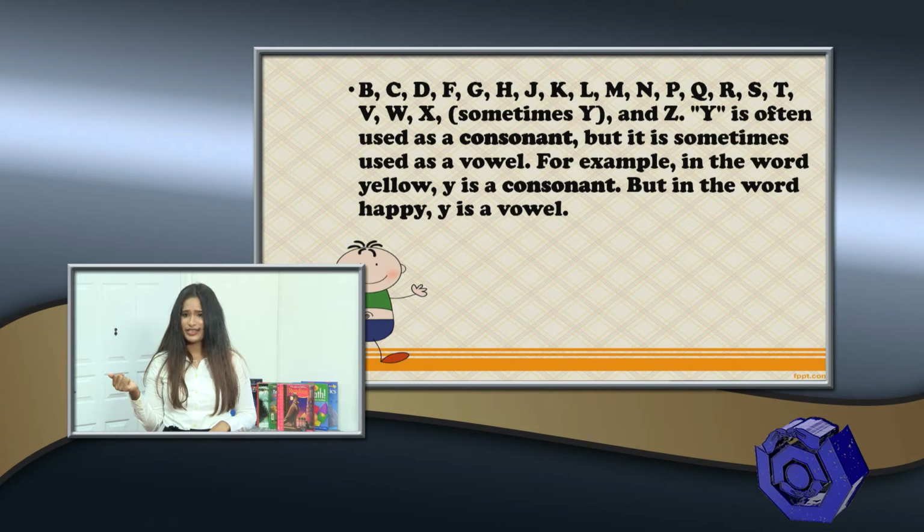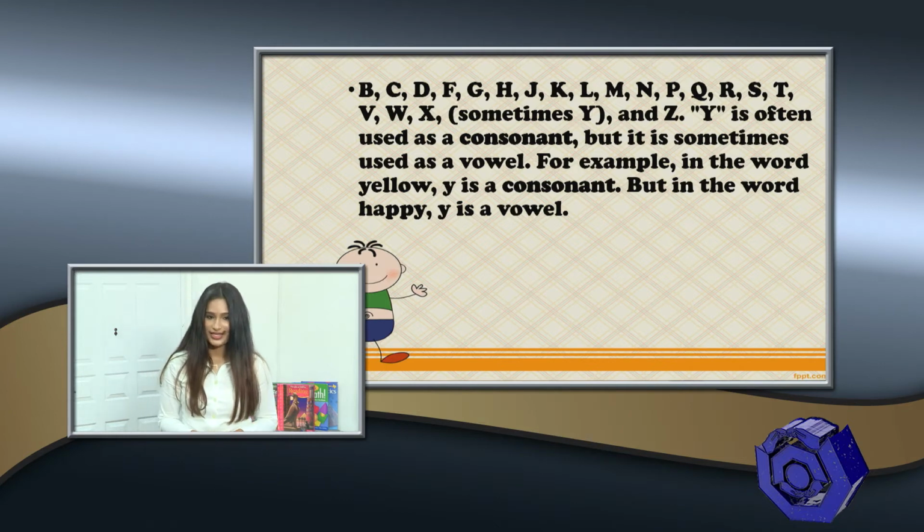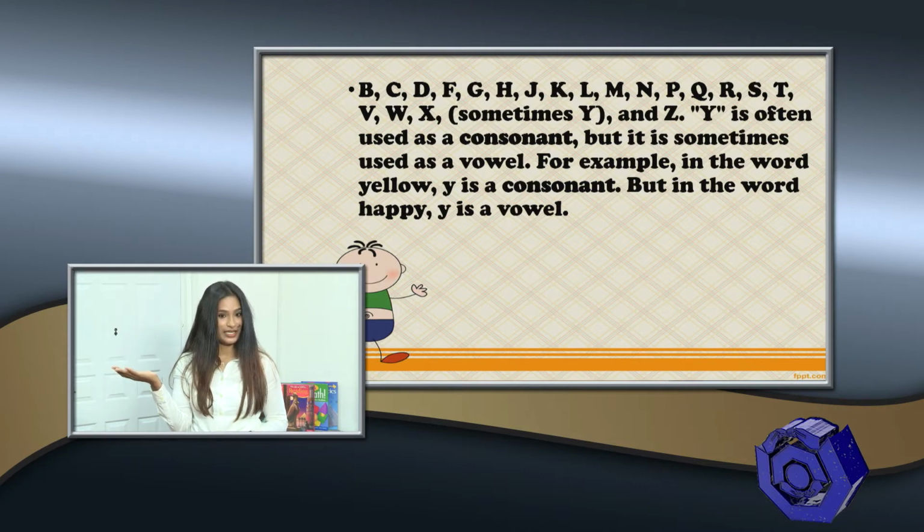Y is a very special letter. Y is often used as a consonant, but it's sometimes used as a vowel. For example, in the word yellow, Y is a consonant, but in the word happy, Y is a vowel.